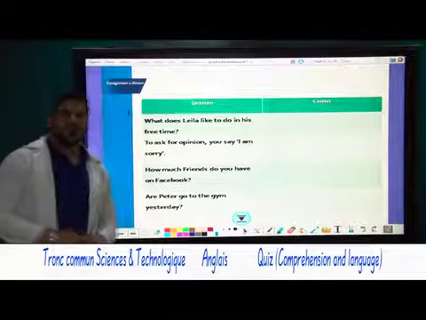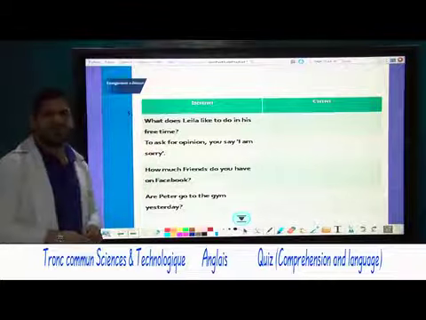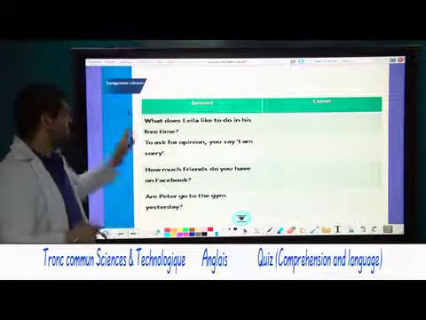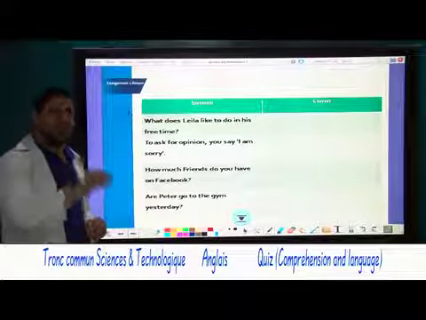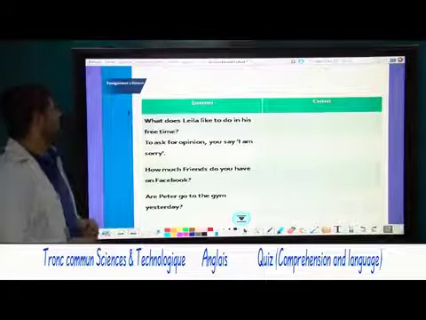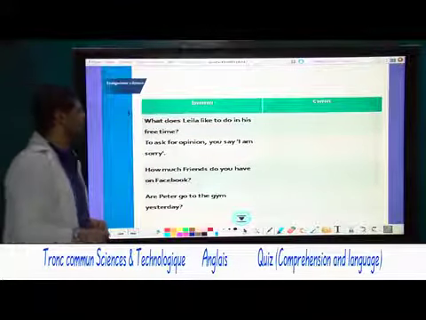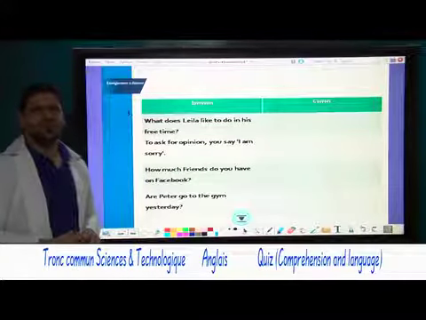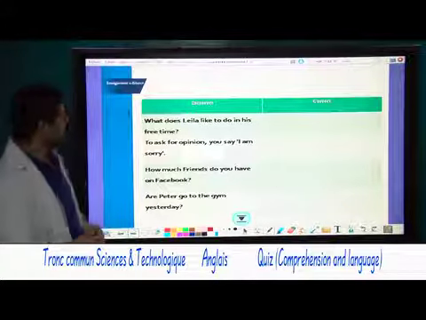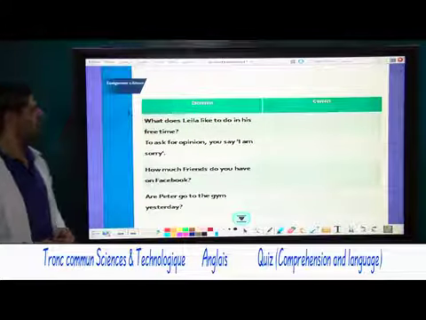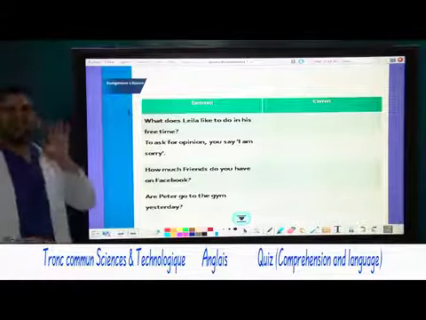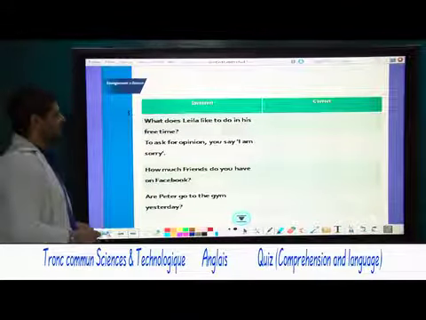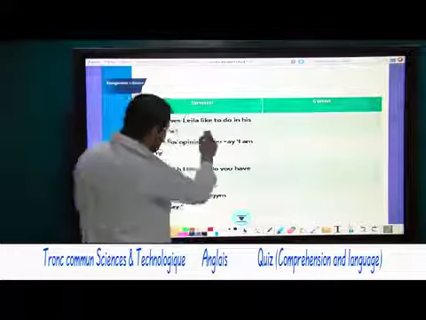It's about correcting the mistakes. In the 4 sentences you have here, there are some mistakes, some problems, something that is not correct. And you have to find it and correct it. The first one, what does Leila like to do in his free time? What does Leila like to do in his free time? There is something that is not correct in this sentence. What is it?